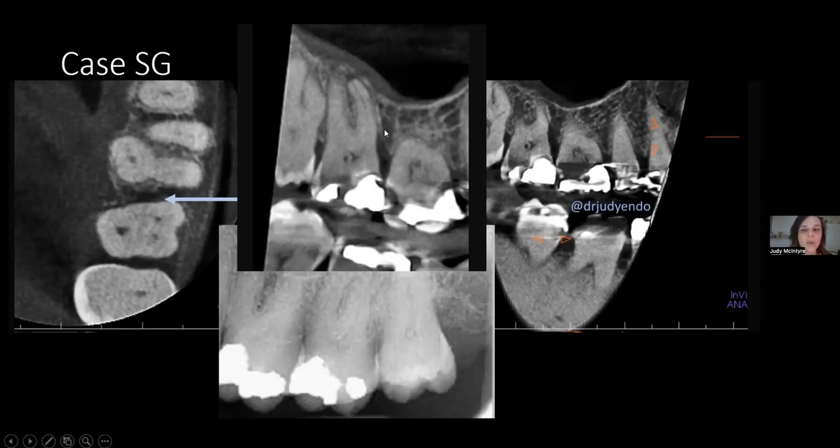And also, they're going to be committed to cleaning this angular defect so that it doesn't food impact and so that they can keep it clean. This bone won't regrow. That crack is there. So they have to keep that clean and keep food out of there.